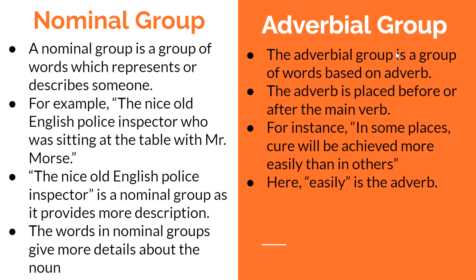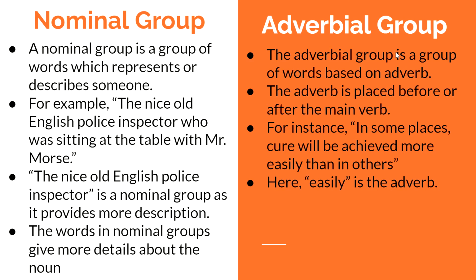A nominal group is a group of words which represents or describes someone. For example, the nice old English police inspector who was sitting at the table with Mr. Morse. The nice old English police inspector is a nominal group as it provides more description. The words in nominal groups give more details about the noun.